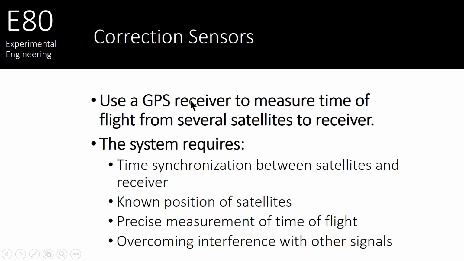So what's going on here is that the receiver in your car and in your hand or in your phone, whatever it may be, is used to measure the time of flight from all those satellites. Now this requires time synchronization between the satellites and the receiver. It also means that we need to know the position of the satellites, and we need to know a precise measurement of that time of flight. All right? And there's a whole bunch of interference with other signals that we have to deal with and must overcome.